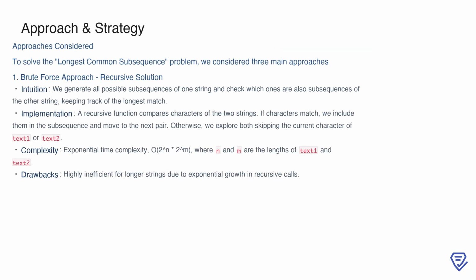To solve the longest common subsequence problem, we first considered a brute force approach using recursion. The idea here is to generate all possible subsequences of one string and then check which of these subsequences are also present in the other string, while keeping track of the longest match. This is implemented using a recursive function that compares characters from both strings. If a pair of characters match, they are included in the subsequence, and the recursion proceeds to the next pair. If they don't match, the function explores two possibilities: skipping the current character in the first string or skipping the current character in the second string.